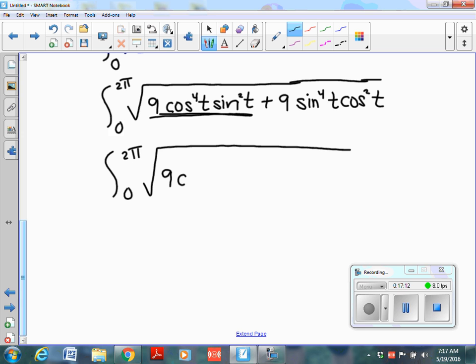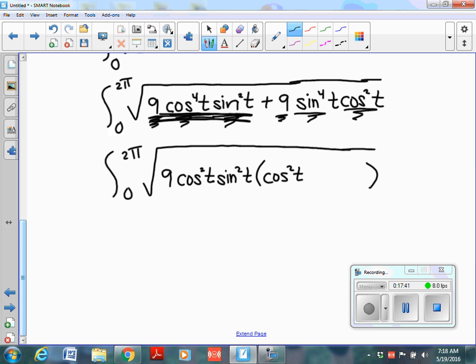They both have at least a cosine 2t, and they both have at least a sine squared t. And that's the GCF. So what I did was I took it out. Again, they both have a 9, at least a cosine 2t, and at least a sine squared t. So I took it out. It's called GCF. All I have left in this one is just a cosine squared t, and all I have left in this one is a sine squared t.